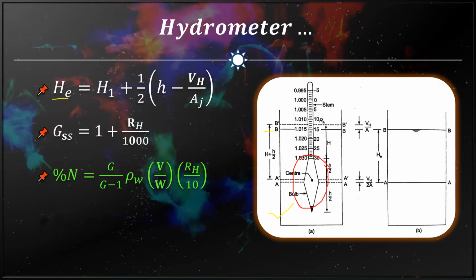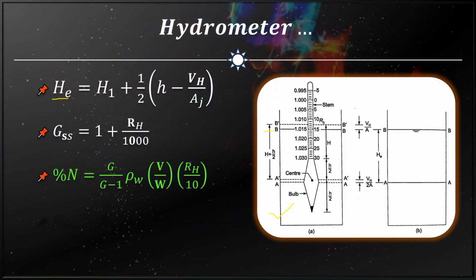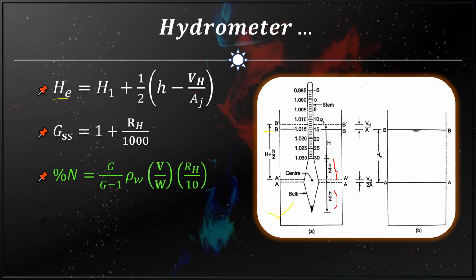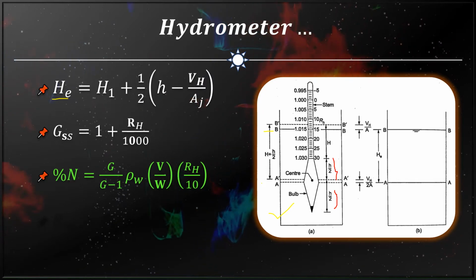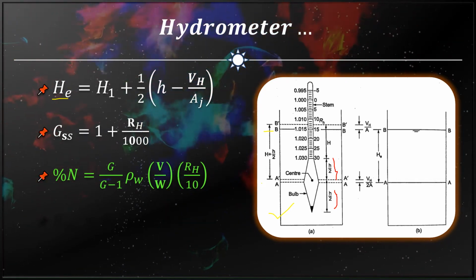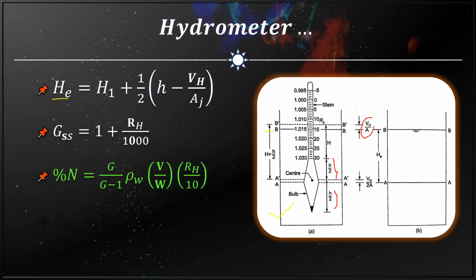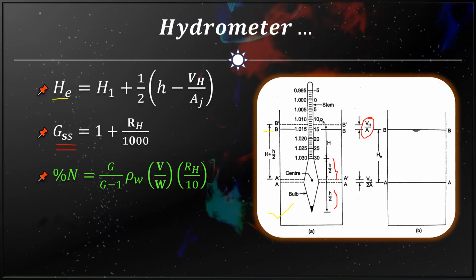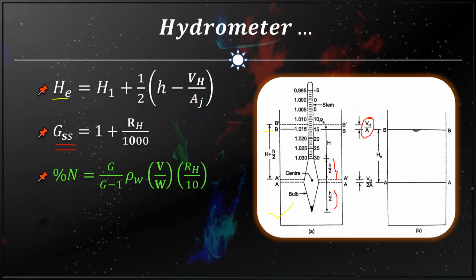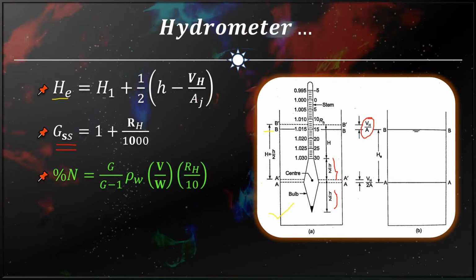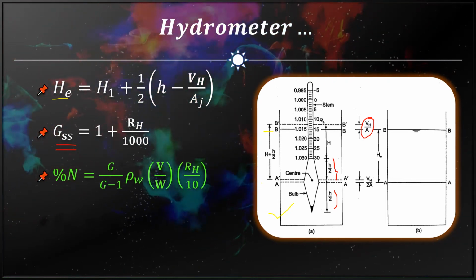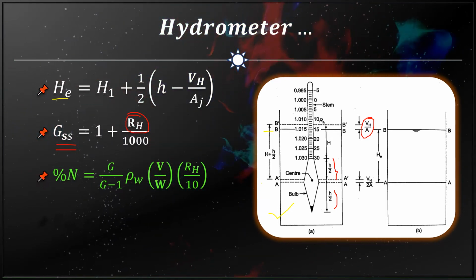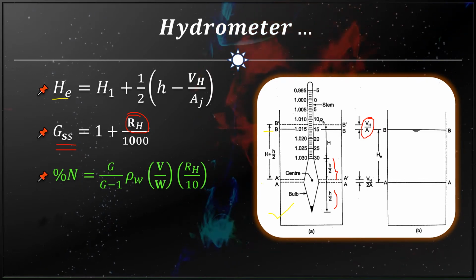So in this diagram you can clearly see what the h actually is. So here h by 2 and here h by 3. Combining both, we can get the length of the bulb, that is denoted by small h. And what is Vh? Vh by A, here you can see Vh by A or Aj. And Gss is the specific gravity of suspension solid, or we can say specific gravity of soil suspension, that is given by 1 plus Rh by 1000. What is Rh? Rh is the hydrometer reading. And by using these things, we can get the answer for percentage finer.